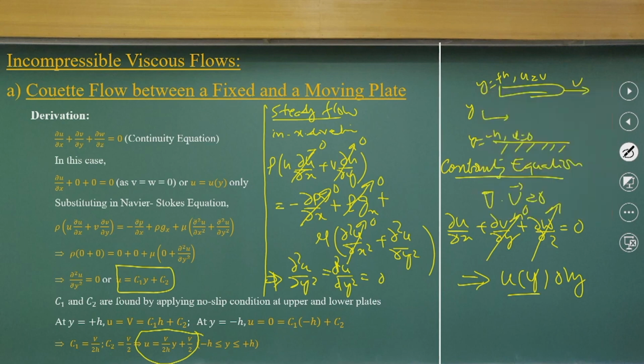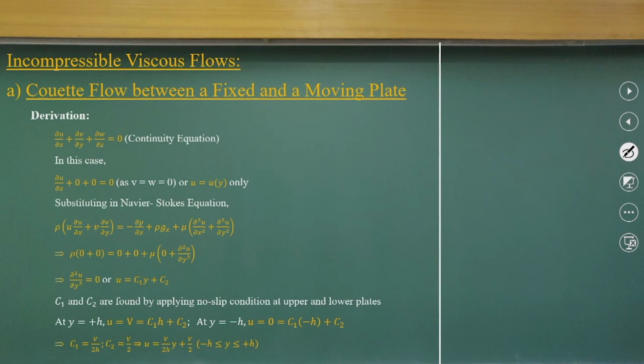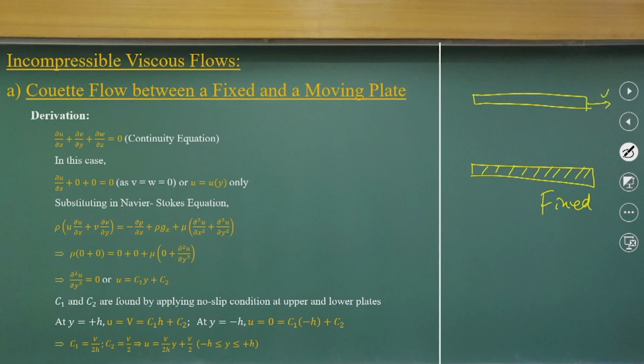Just to sketch it, these are the components that I get after solving these problems. This is a fixed plate, this is fixed, and this is the plate moving with velocity v, which is equivalent to the well-known experiment of Newton's law of viscosity with a plate moving.